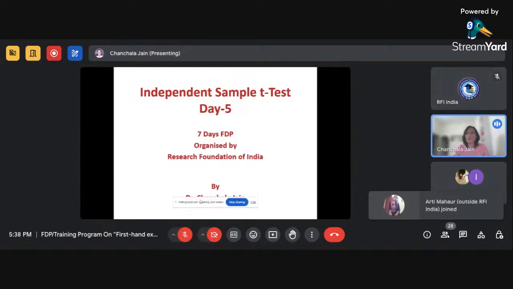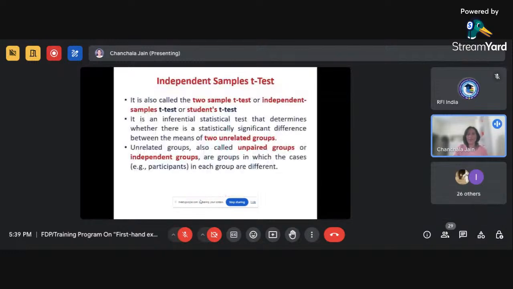And then we have seen the types, that is one sample t-test and two samples t-test. One sample we discussed already yesterday. Today I'm taking the two samples t-test, right? Two samples t-test means when you have two samples and you are interested to compare the means of the two samples. In that case, you go for the two samples t-test. It can further be divided into two parts: independent samples t-test and dependent samples t-test.